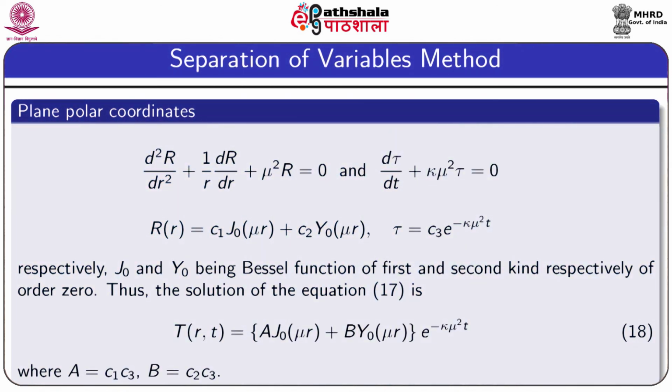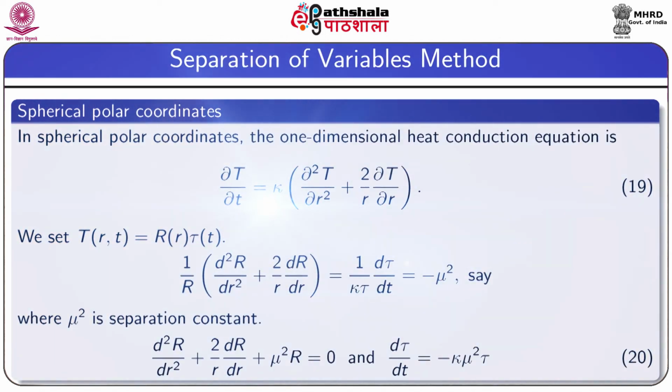Now, if we look at the equation for capital R, this is again a Bessel differential equation of order 0. So, its solution is the linear combination of two Bessel functions of the first and second kind. So, capital R can be written as C1 J0 plus C2 Y0. Thus, the required solution of the equation is capital T equals (A J0 plus B Y0) times e to the power minus kappa mu square t, where capital A equals C1 C3 and capital B equals C2 C3.